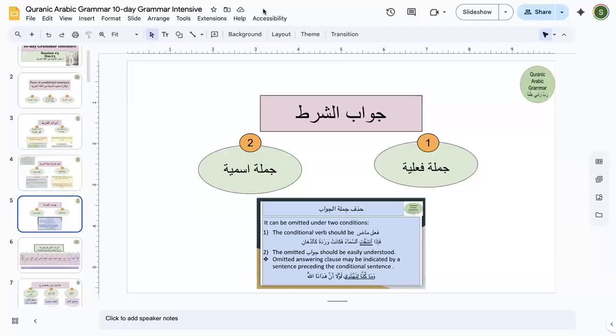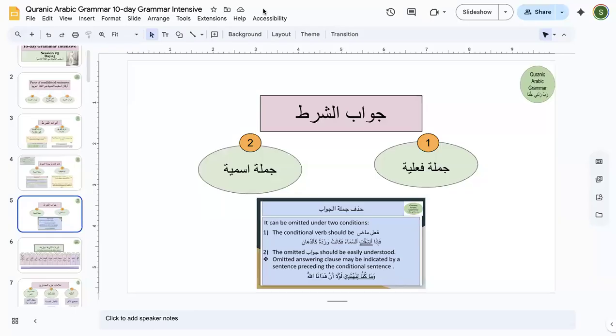Okay, so when it comes to jawabu shart, it can be jumla failure, it can be jumla ismiya. Everyone should know that. But your jawab, is it always there? Is every shart in Quran followed by jawabu shart? No. Very good job. No, not at all. There are cases when you will not find your jawabu shart. It can be omitted in two conditions.